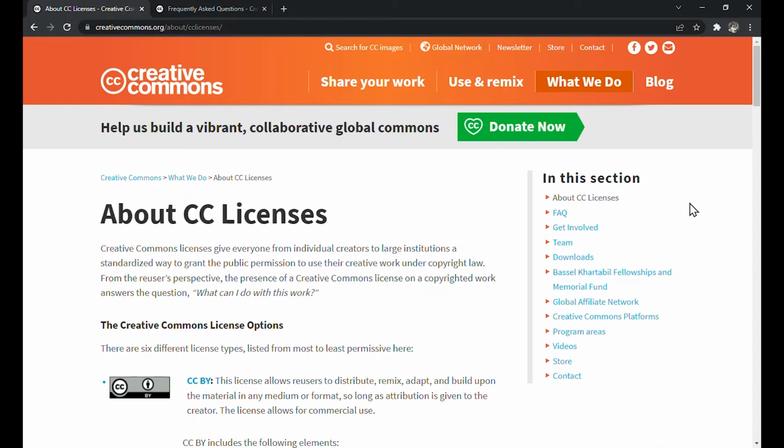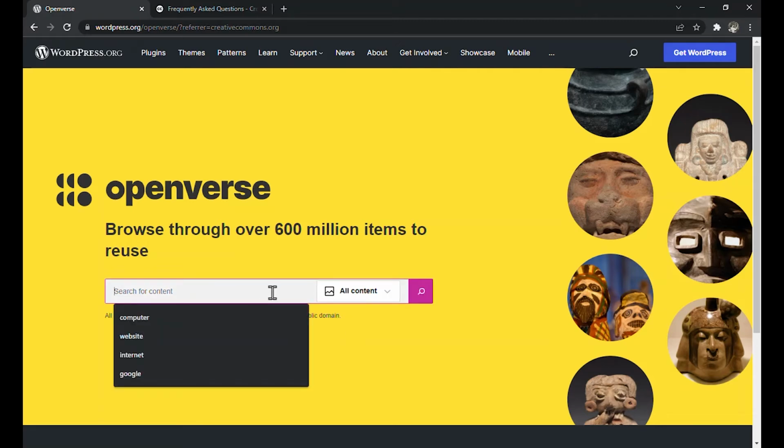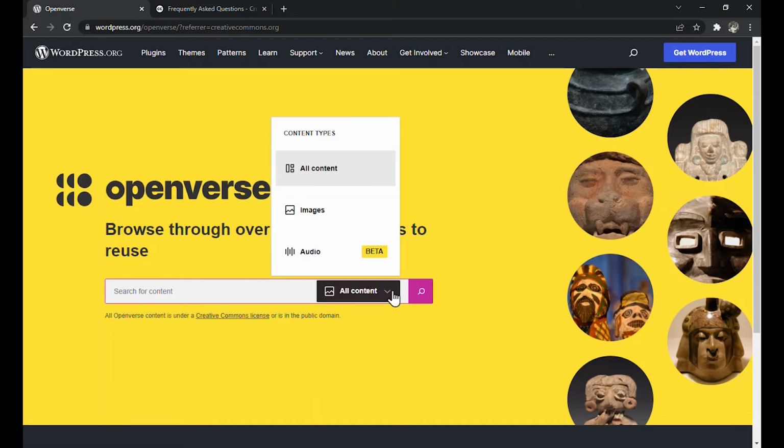When we're ready to look for some images, we can do that right from the Creative Commons website. Clicking on that Search for Creative Commons Images link at the very top sends us to a website called Openverse, and that website states that all of their content falls under a Creative Commons license or the public domain. In our search bar, we can go ahead and search, and we can also tell the site if we want images only or just to leave it on the default to get all possible results. It looks like maybe they've just added an audio filter, so they're still testing it, which is why it says beta there. But we're going to go ahead and type computer into the search bar.